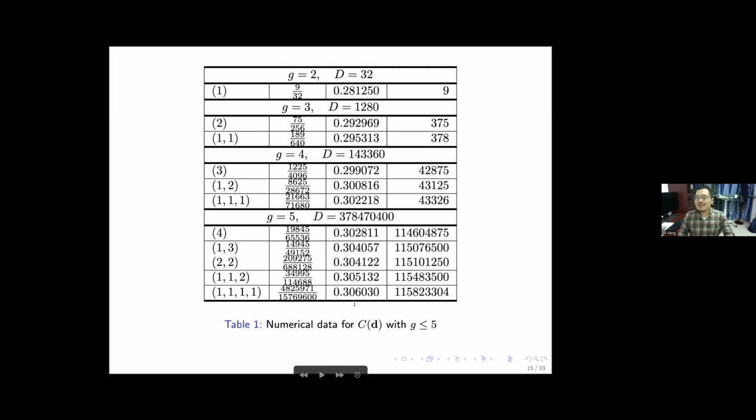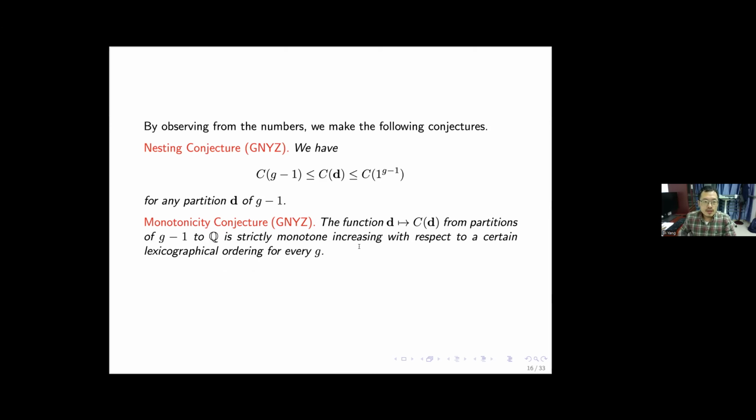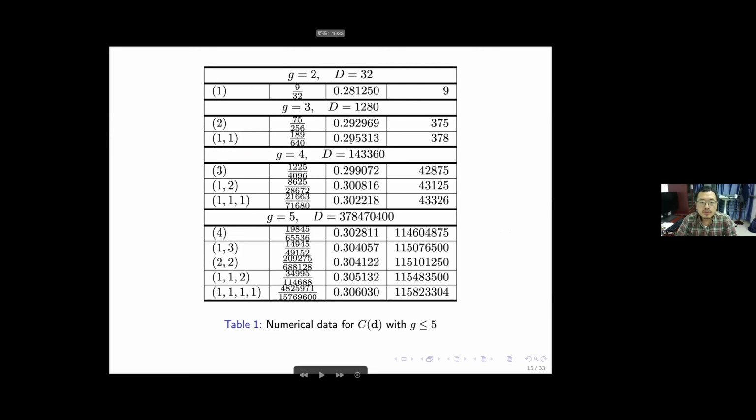So now we see a very interesting phenomenon. They are monotone increasing, right? We see from these numbers, they are monotone increasing. So now we have these conjectures. The first conjecture is called the nesting conjecture. The nesting conjecture is that for any fixed G, all these numbers are between the number corresponding to this partition and the number corresponding to this partition, 4 and 1, 1, 1, 1, right? So nesting.